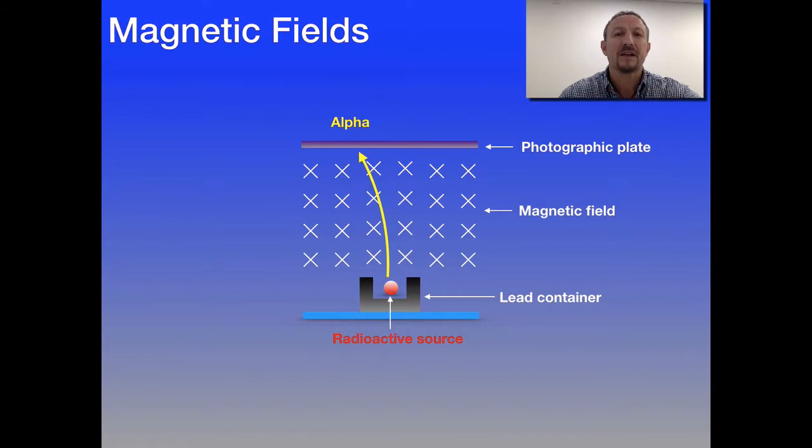Now gamma, being pure energy, has got no charge whatsoever, so as a result, when it passes through the magnetic field, it's unaffected. There is no force that's generated.